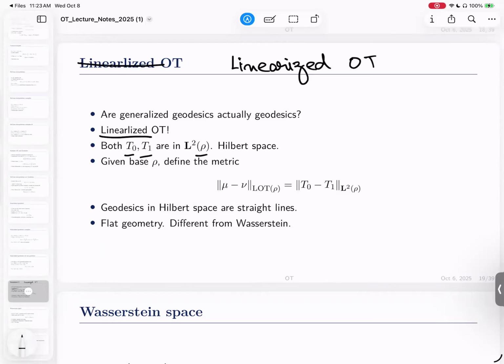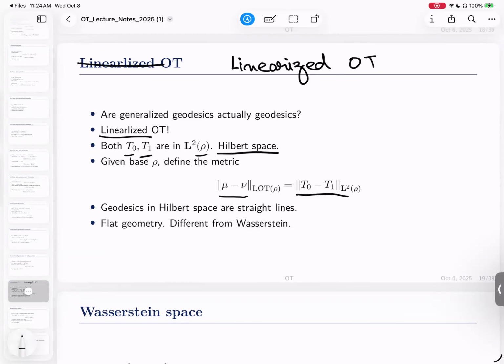Why are they in L2 of rho? Because I am assuming all my measures have finite second moment, and T0 pushes forward rho to mu, T1 pushes forward rho to nu. This L2 of rho is a Hilbert space, and on this Hilbert space of functions I have these two functions, T0 and T1. So I can define a metric using my Hilbert space metric, to measure how different the two probability measures mu and nu are. I say, well, let's look at the L2 norm between T0 and T1.